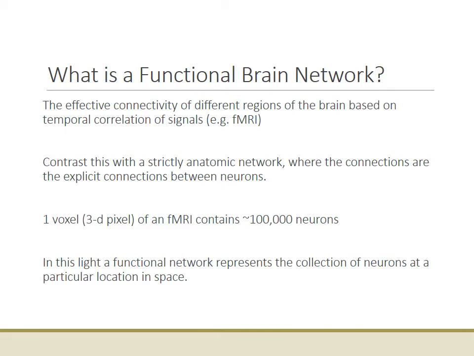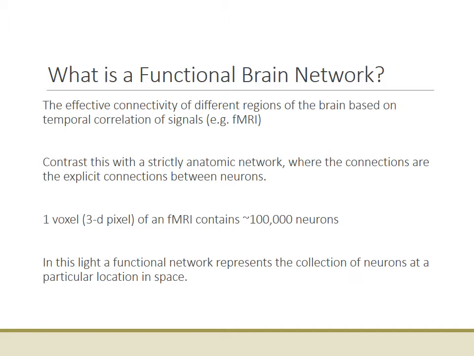So first of all, what is a functional brain network? A functional brain network is an effective connectivity of the different regions of the brain based on the temporal or time correlations of fMRI signals or any sort of time series signal that you get. And I point this out because I want you to contrast this with an anatomic network, think of tractography, which shows explicit connections between nervous tissue. This is a little different.